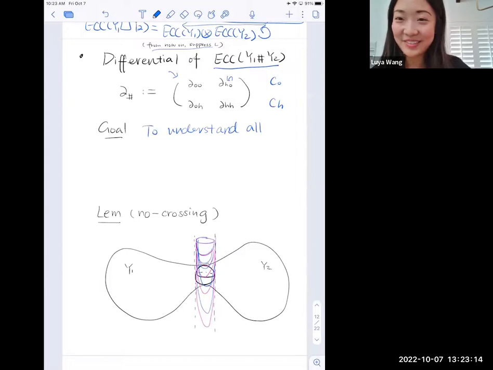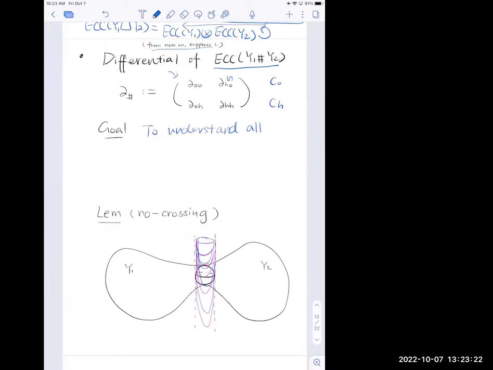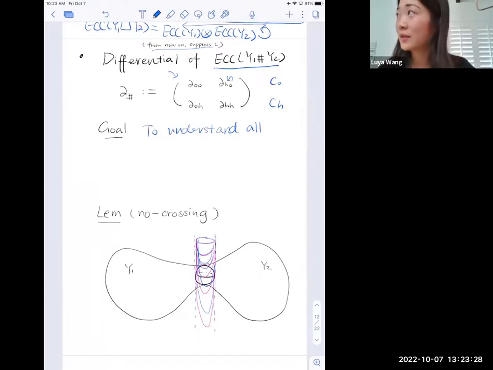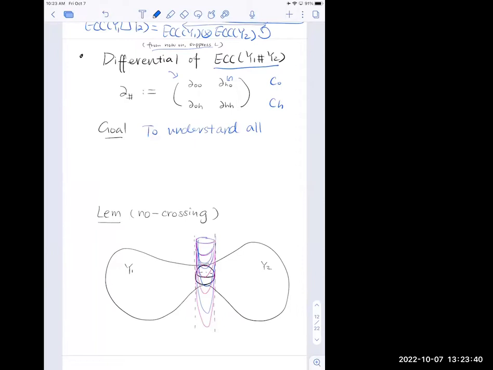Do we have questions while I charge my Apple Pencil? I had a quick question. Am I allowed to take Y1 equals Y2 here? Like a self-connected sum? Yeah, you can do that. But if you want to do a self-connected sum, you can also just connect sum with an S1 cross S2, whose ECH you know. I see.